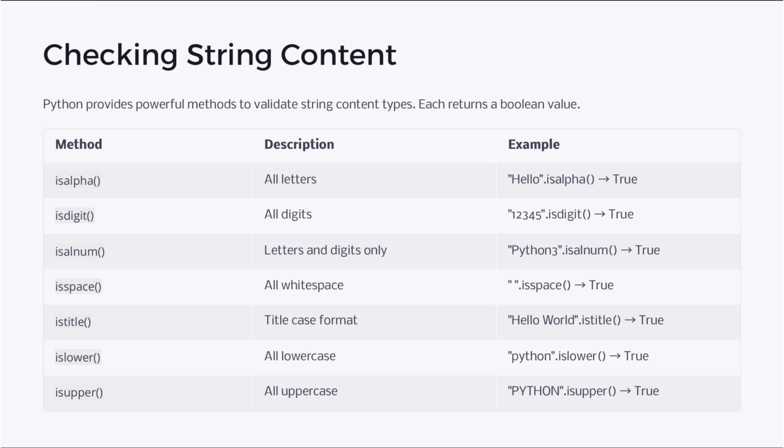Python offers methods to check string content types, returning Boolean values. Use isalpha for letters, isdigit for digits, and isalnum for alphanumeric. Check whitespace with isspace, title case with istitle, lowercase with islower, and uppercase with isupper. These methods ensure precise string validation.